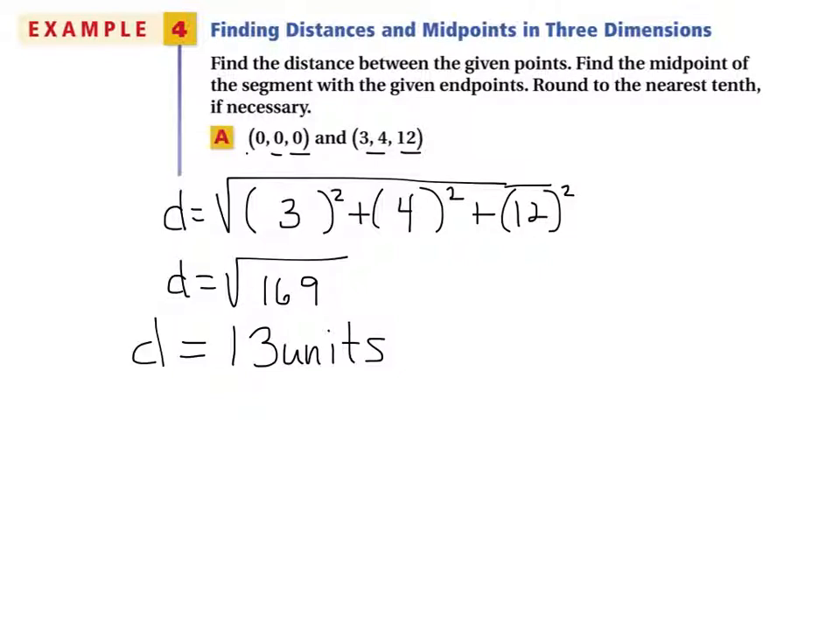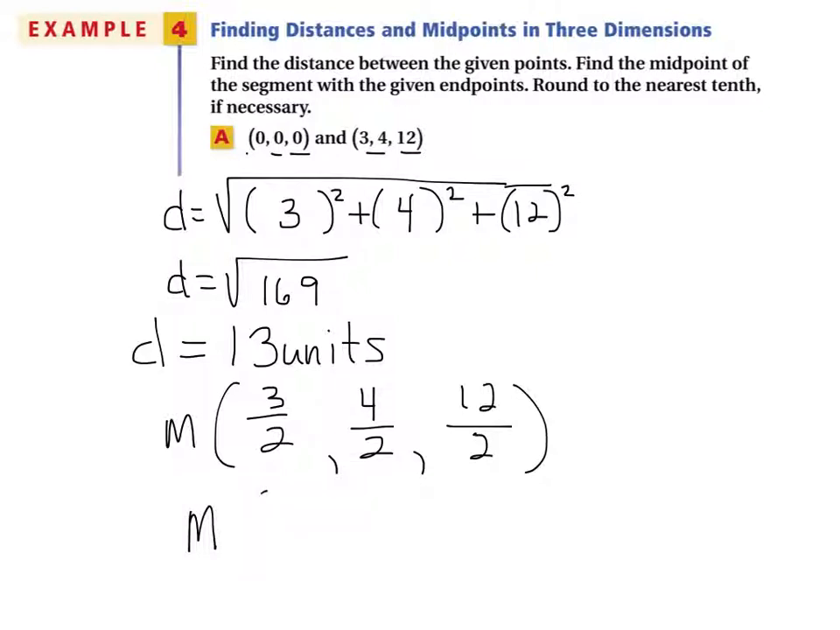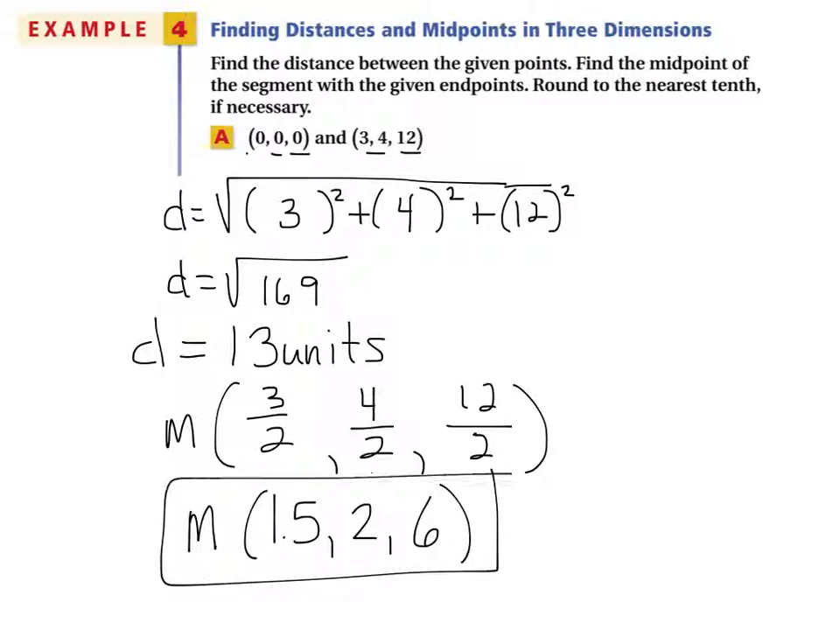Now the midpoint. The midpoint is adding them, taking half. So we add our x values, that'd be 0 plus 3, divide by 2. Add y values, 4 halves. Add the z values, 12 halves. The midpoint is going to be 1.5, 2, 6. So the ordered triple is 1.5, 2, 6. And the distance is 13 units.